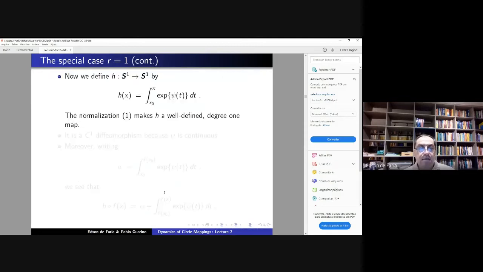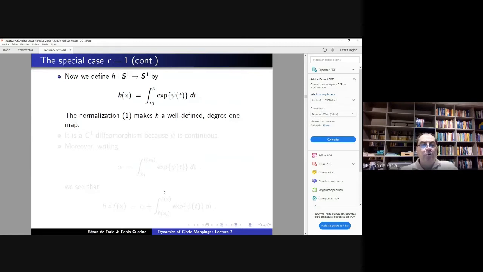Now, if you have that, then you can define a map from the circle to itself by this formula. H of x is equal to the integral from x0 to x of the exponential of psi. Now, of course, when I do that, what I'm doing is, as usual, identifying the unit circle with R mod Z. So I'm writing the circle additively, and all calculations, in fact, that are going to be made here are modulo 1. You should take that into account. You should keep that in mind.